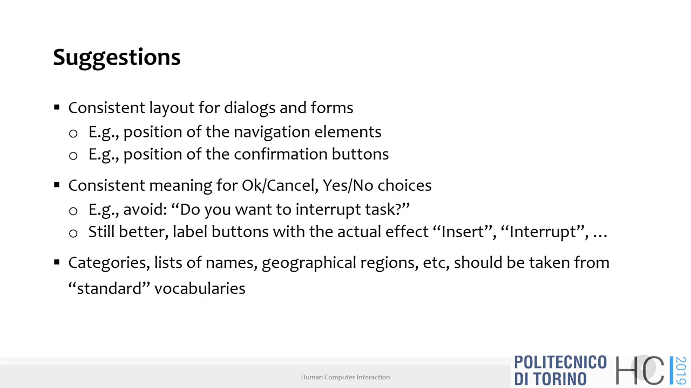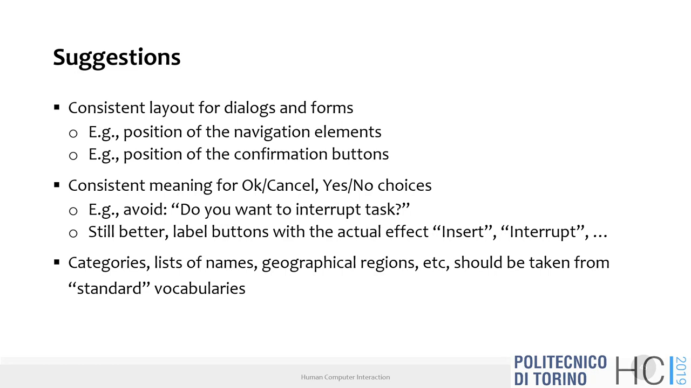And also all the OK, cancel, yes and no questions, which also implement the previous heuristic, letting the user escape, they should always be clear. For example, do you want to interrupt the task? It's a bad question. It's a negative question. Yes means interrupt, no means continue. So always ask questions where the positive answer is do something and the negative answer is don't. In this case, a positive answer would be don't continue, stop. So try to be as positive, avoid negative.